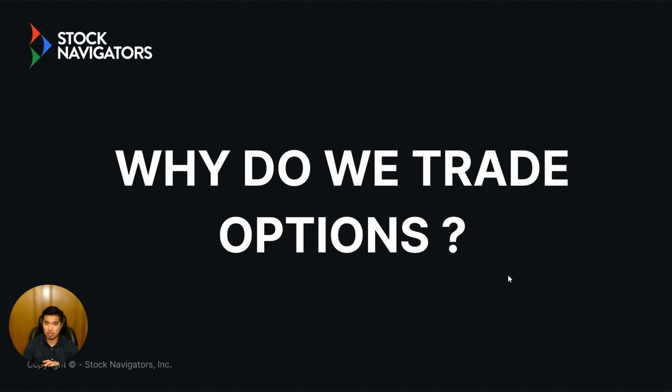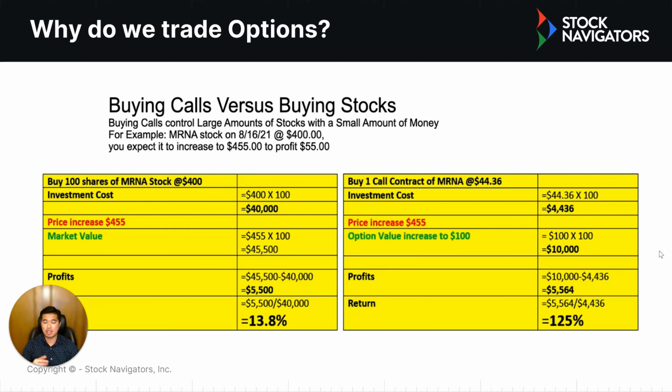So now you may ask yourself, why do I trade options? What is the difference between trading options and trading stock? Here's the answer. This is an example where our head trader Tom Lu traded the Moderna stock a couple months ago, where Moderna was trading at a $400 market price. Let's say you buy 100 shares of Moderna at that time, you would have to spend $40,000 to buy the shares.